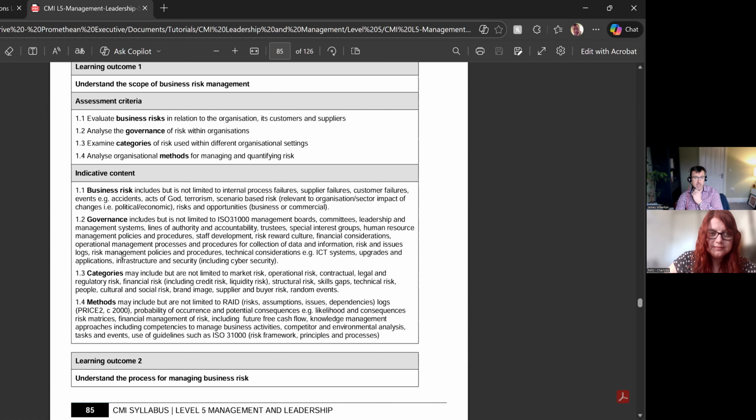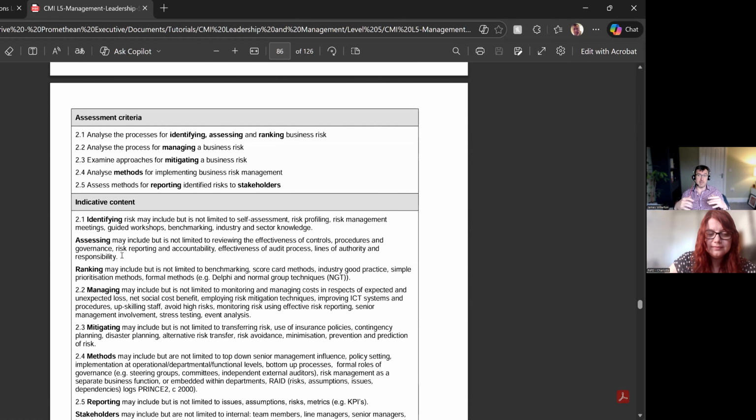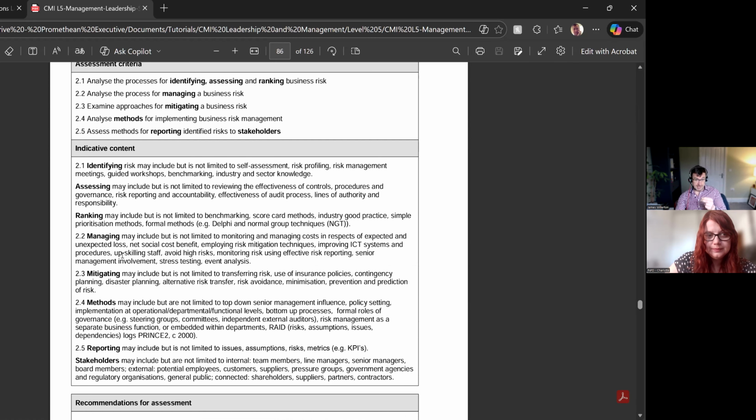And finally, 2.5, assess methods for reporting identified risk to stakeholders. So here we haven't looked at that term stakeholders before, I don't think, in the assignment. So it might be a thing to do to think about defining what we mean by stakeholders really clearly, what kind of different stakeholders might be around the business that are impacted by risk, and then reporting identified risk to them. So we've got a list of what the risk could be. What do we or could we do to report those risks to stakeholders around the place?